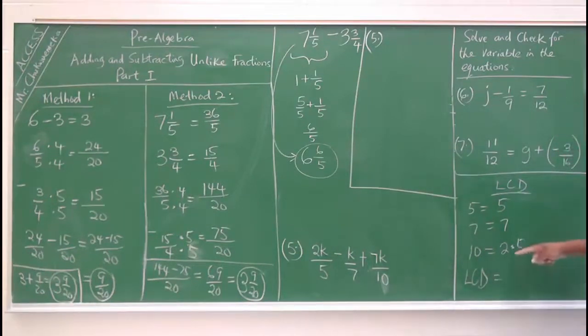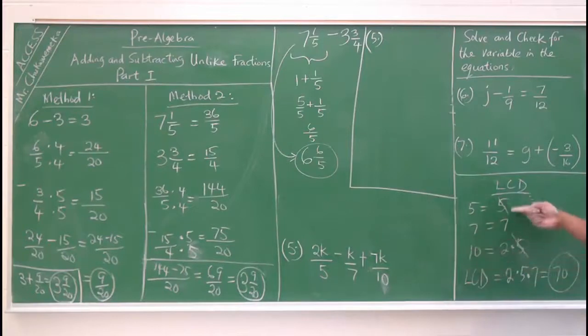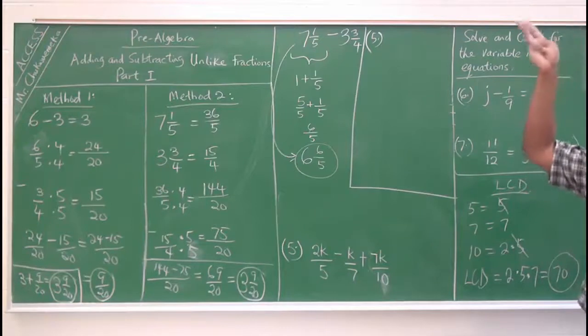LCD, let's start with the smallest one, 2 times. Now, 5 appeared twice, so you still count it one time. And then 7 appeared once. Okay? So this will be 2 times 5, which is 10. 10 times 7 is 70. Right? So if 5 appeared twice, still count it as 1. If 5 appeared 3 times, like I mentioned earlier, count it as 1 as well.